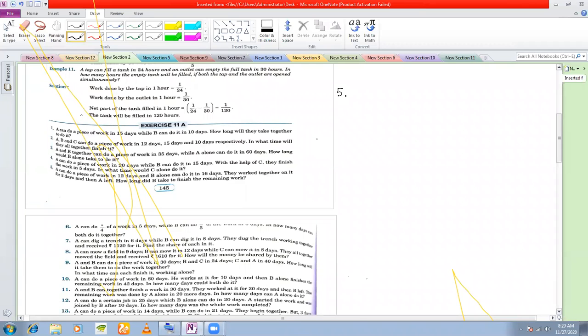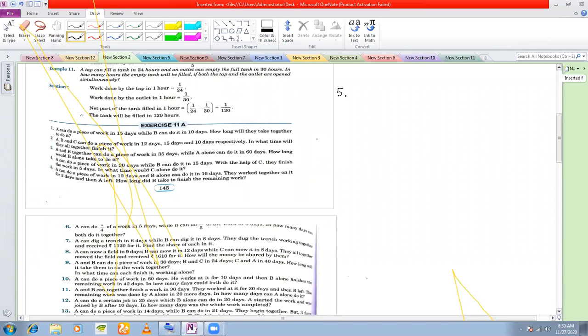This is just the kind of example that I showed you. How long did B take to finish the remaining work? That means A and B are working together. If A alone had worked, if B was not there, he would have finished the work in 12 days. If B alone would have worked, A was not there, then he would have finished the work in 16 days. And they come together and start working together, but only for 3 days.